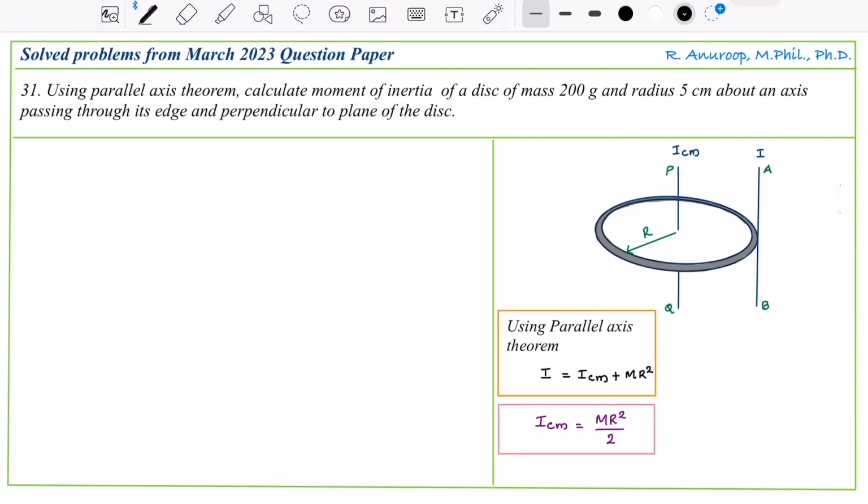Here, to solve the problem, we have to use the parallel axis theorem, which says that I is equal to ICM plus MR square. What is ICM? ICM is the moment of inertia of the disk about an axis passing through the center of mass and perpendicular to the plane of the disk. That is, the axis is PQ. But in this problem, we have to find out the moment of inertia of the disk about an axis passing through the edge and perpendicular to the plane of the disk. That is, here the axis is AB.